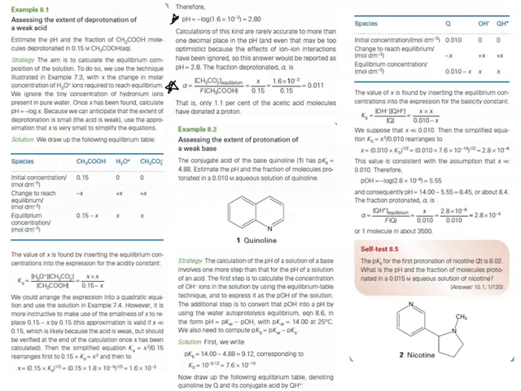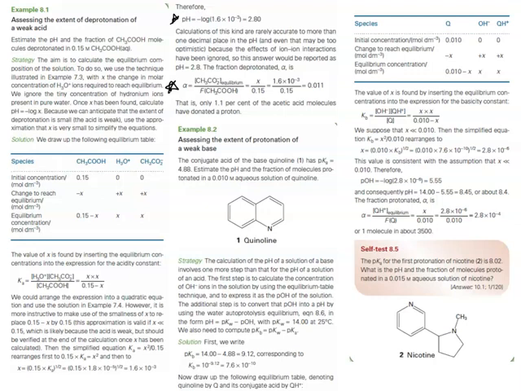So in this particular case, we do everything very similarly. We set up an ICE table, and also note that we first write pKb equals 14 minus 4.88 equals 9.12. So because the pKa equals 4.88, the pKb equals 9.12. And therefore, Kb equals 7.6 times 10 to the minus 10.